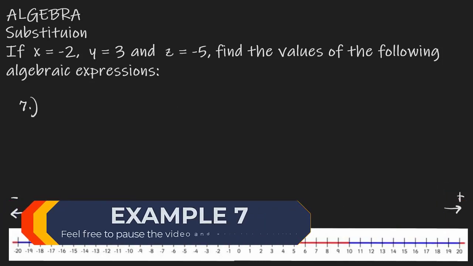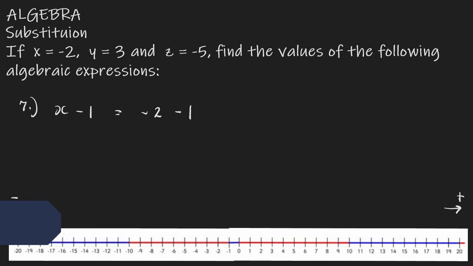Number 7, x minus 1. The value of x is equal to -2 minus 1. So my starting point is -2. And here I am subtracting +1 from -2. Since I'm subtracting, I'll be jumping to the left 1 spot. So I jump, I land on -3. So -2 minus 1 is equal to -3. And that's my answer.